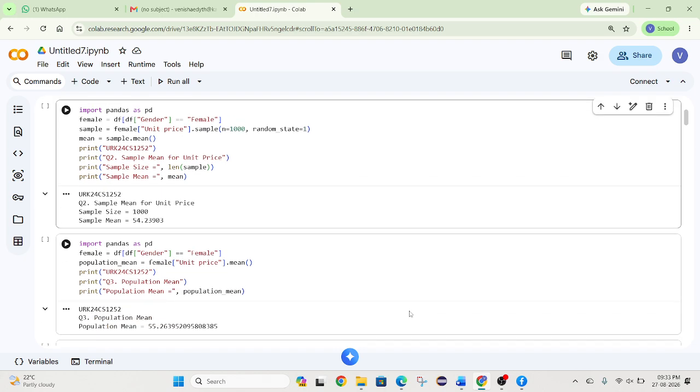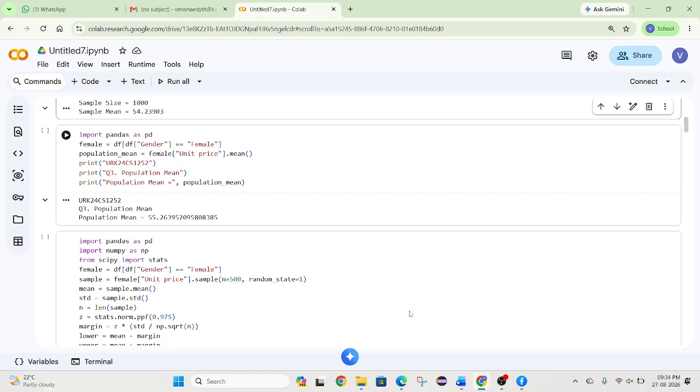Next, the second question is calculating with a sample of 1000. In the first question, we did it with a sample of 500. Now we are taking 1000 records instead of 500. Then we calculate their average unit price, and this helps us to see how a larger sample affects the mean.